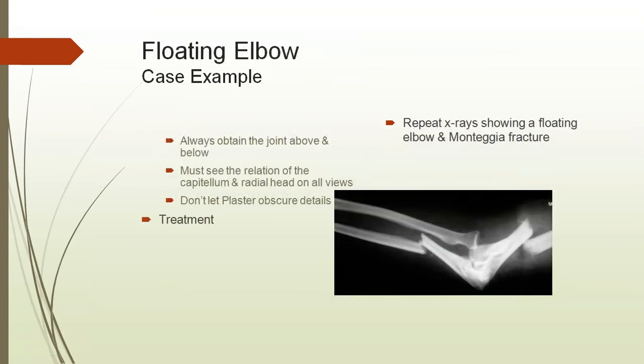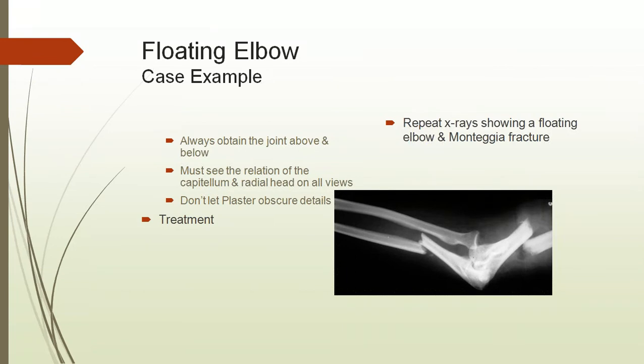So what do you mean by floating elbow? Do you have any idea? Floating elbow, like a floating knee. Floating elbow means there is a fracture of one bone above the elbow and one fracture below the elbow. If there are two fractures, one on each side, then the elbow will be like floating. So it is called floating elbow. Similarly, floating knee.